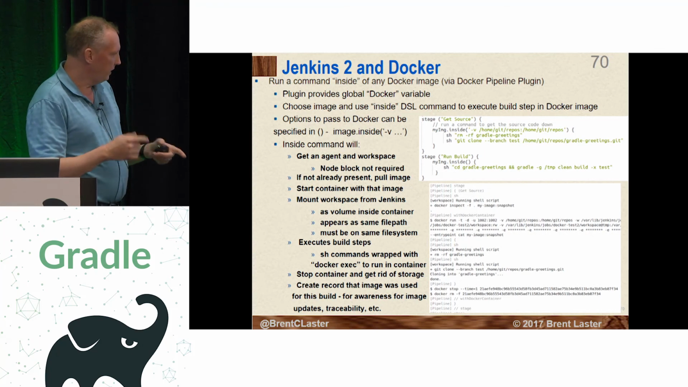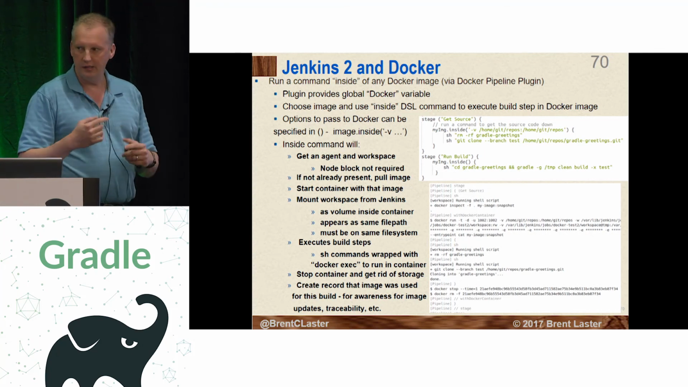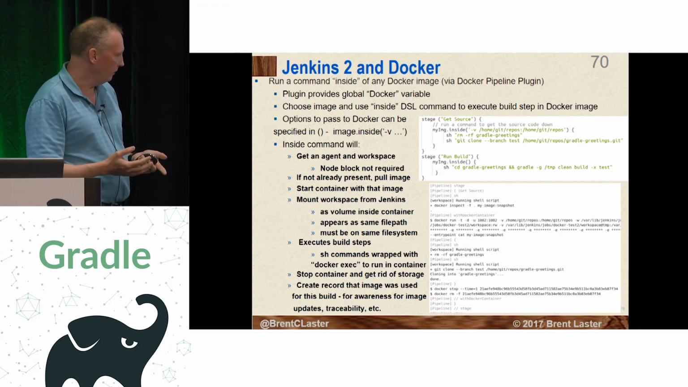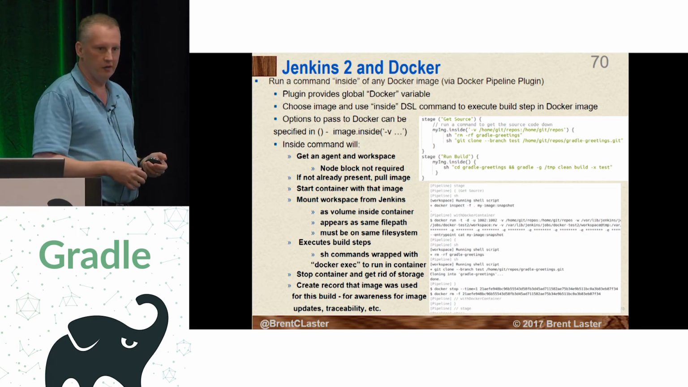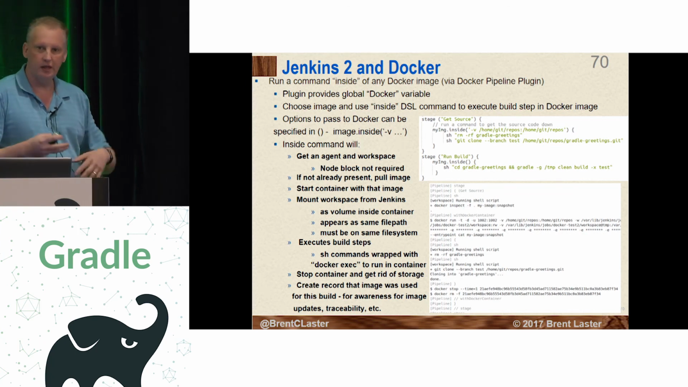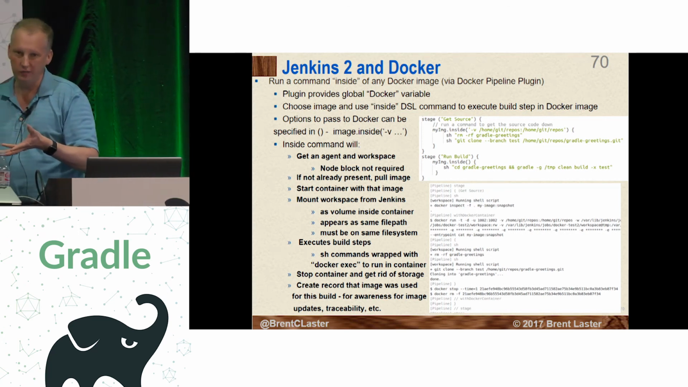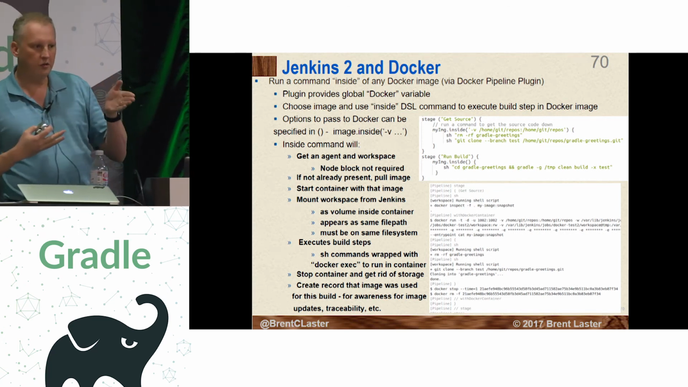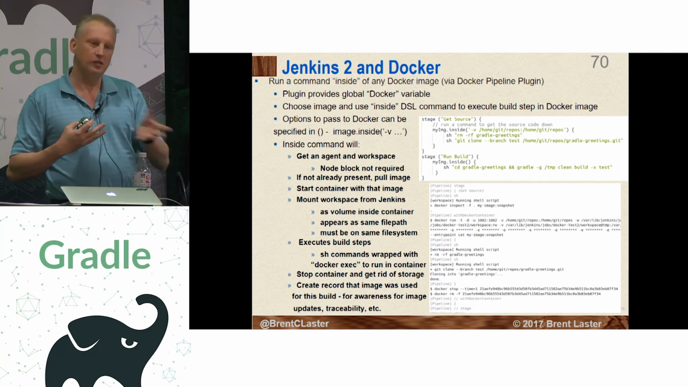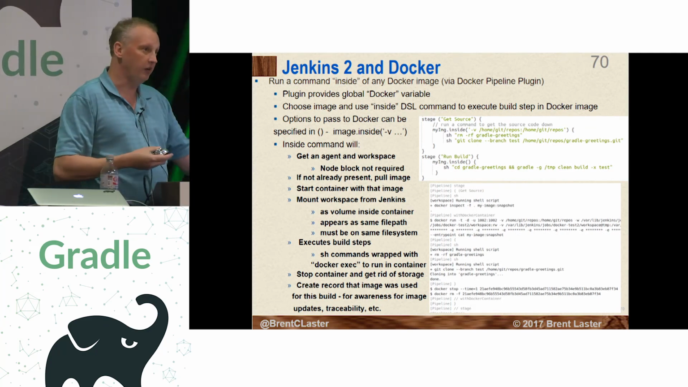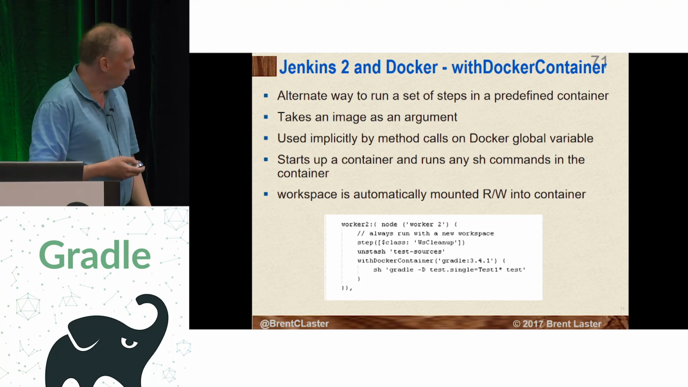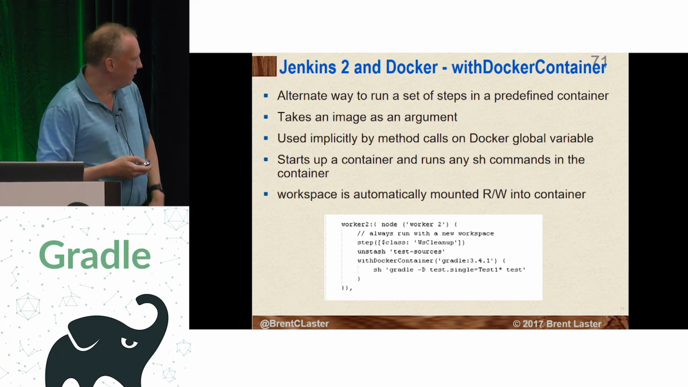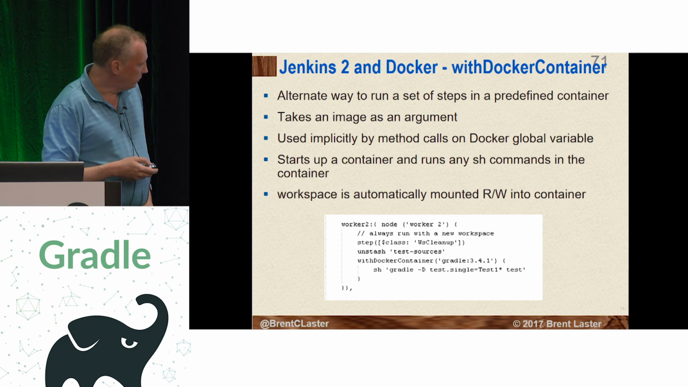sh commands that are in that block will run as if they had a Docker exec on the front of them. At the end of it, it stops the container, gets rid of the storage, and creates a record. So this one command is spinning up your Docker container, mounting the volumes, giving you an environment where you just call the Jenkins shell call. It runs the stuff inside, and when you're done, it does the teardown. So very nice little feature there. You can also do with Docker container in there, and you can do the same sort of thing. It's what essentially the inside is doing.